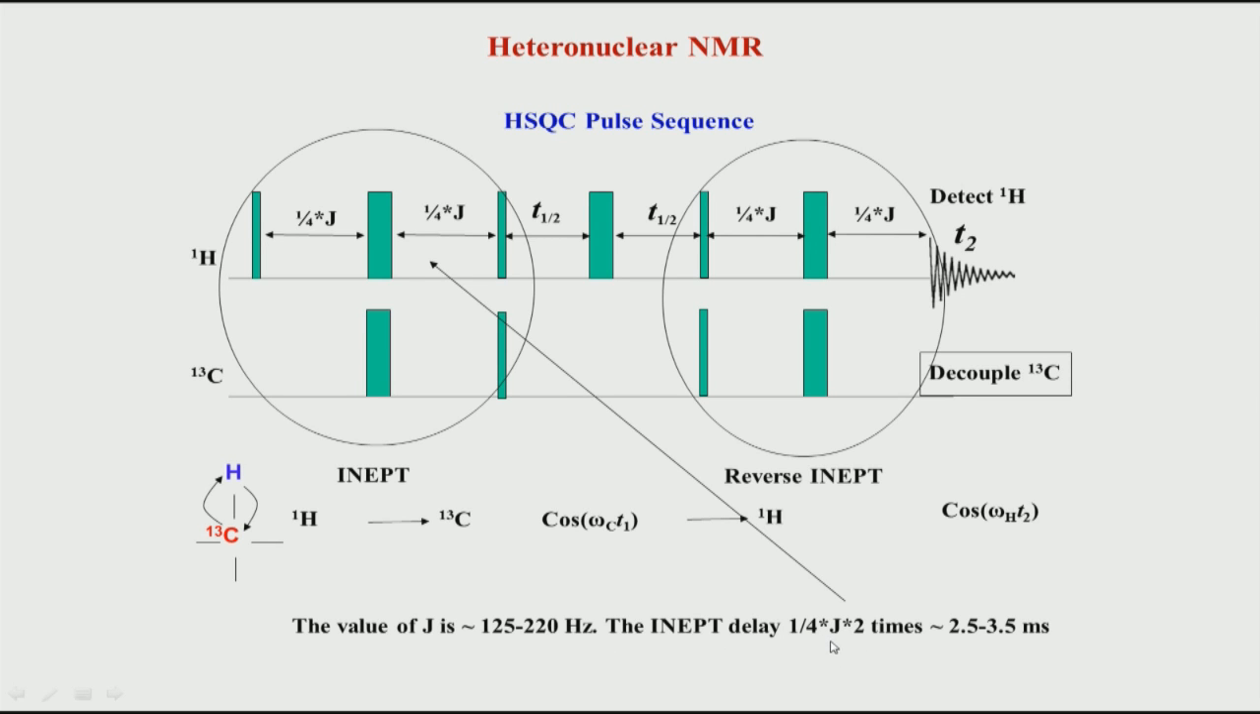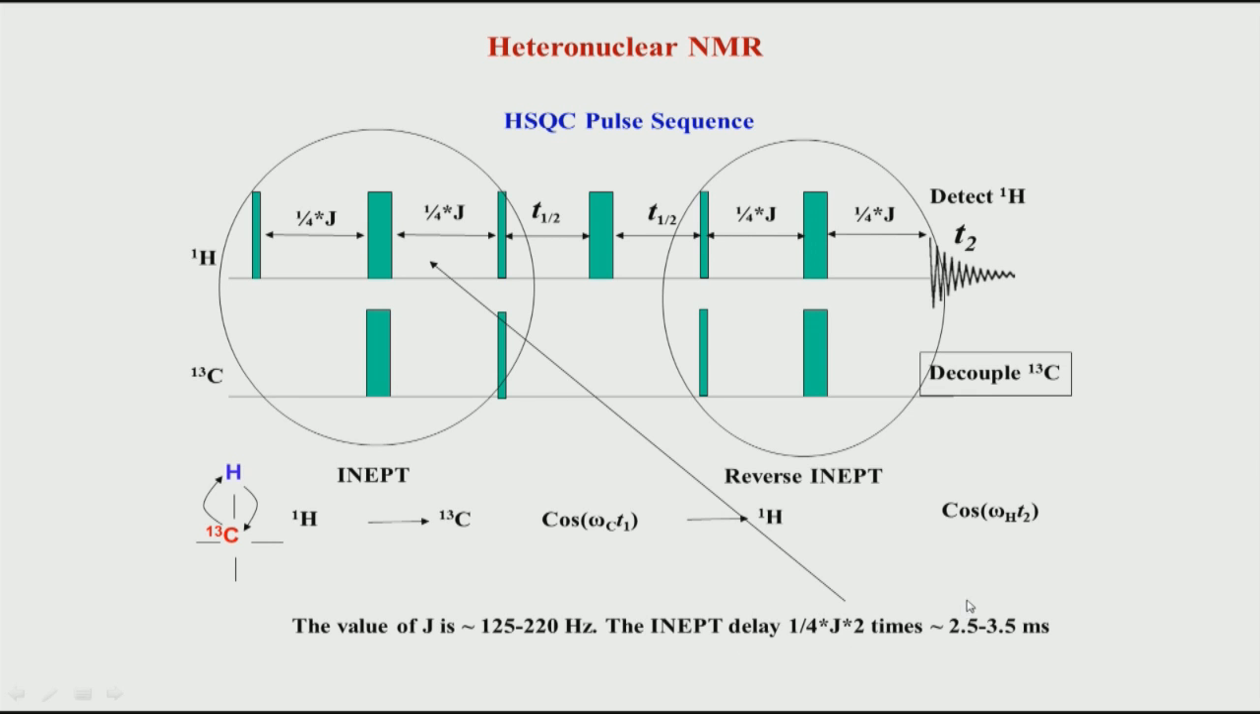So, 1 over 4 times 140, times 2. If you want to look at aromatic systems, then you tune your J; your coupling will not be 140, it will be around 160 to 180. So, if you choose that J value accordingly, this delay value will change.